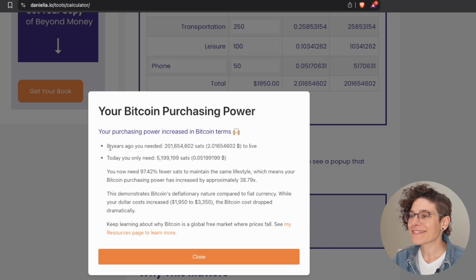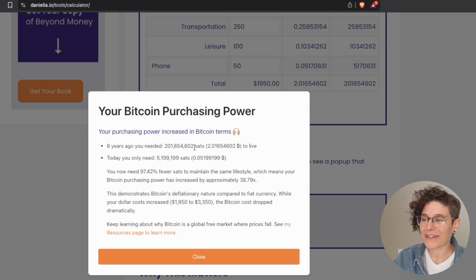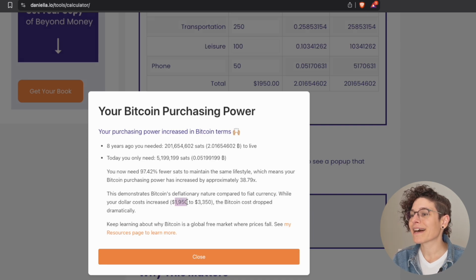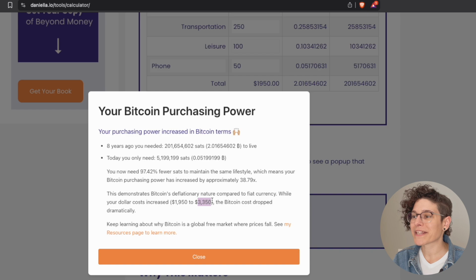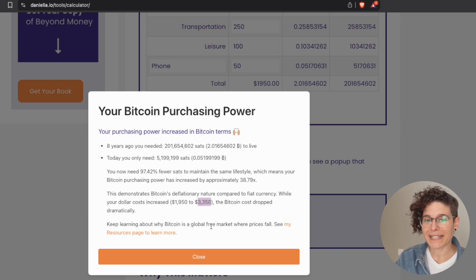So 8 years ago, in our example here, we needed 2 Bitcoin to live monthly. Now we only need 0.051 Bitcoin. How is that possible? How is that possible? Because our costs went up in dollar terms. The person was spending $1,950 8 years ago to live monthly, and now they're spending $3,350. So what's actually happening is prices are falling in Bitcoin terms. For real, this isn't some theory, this is actually happening with real numbers.